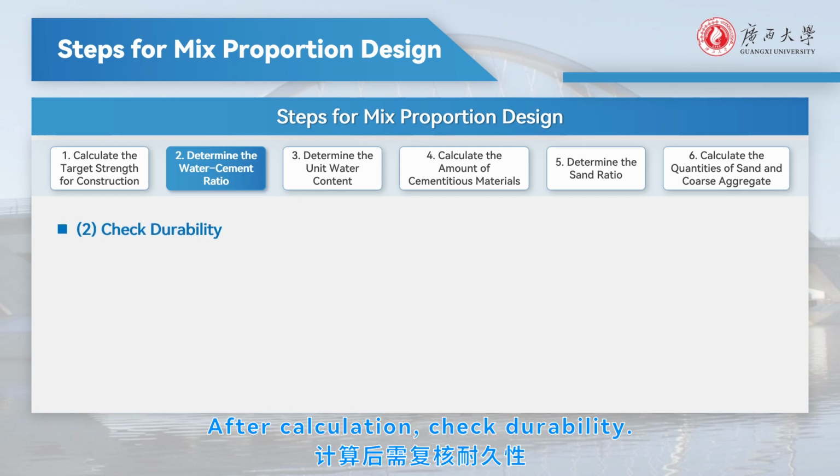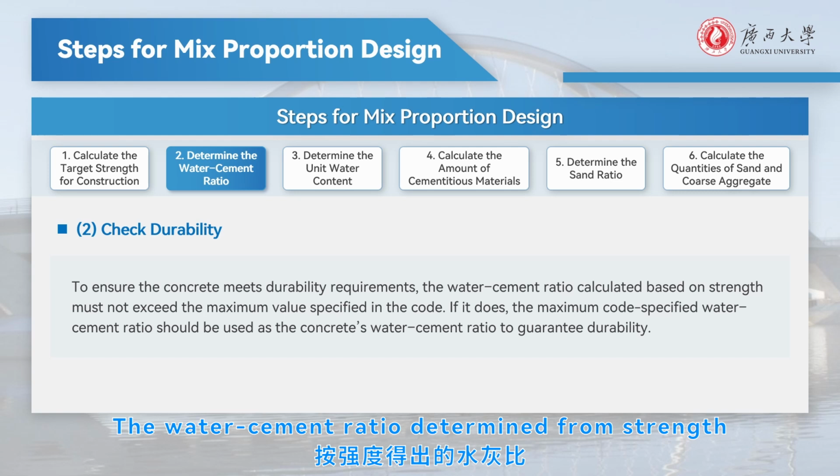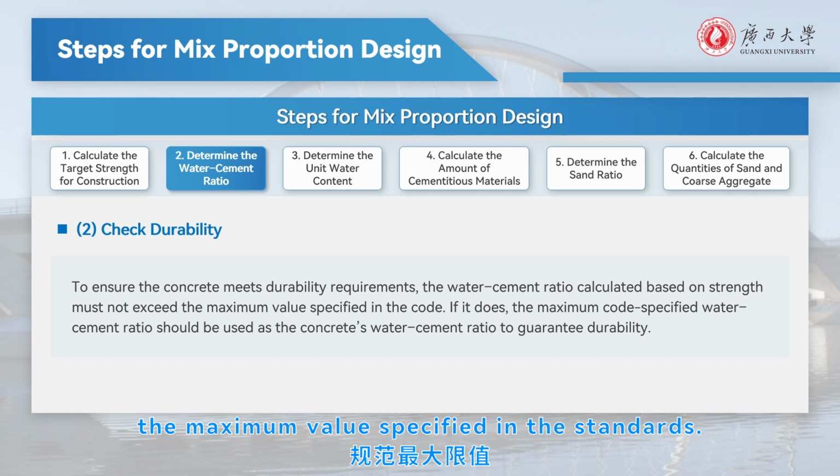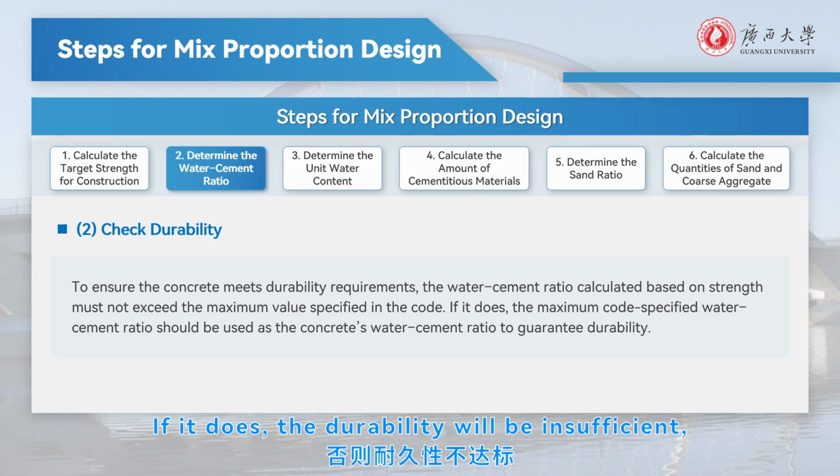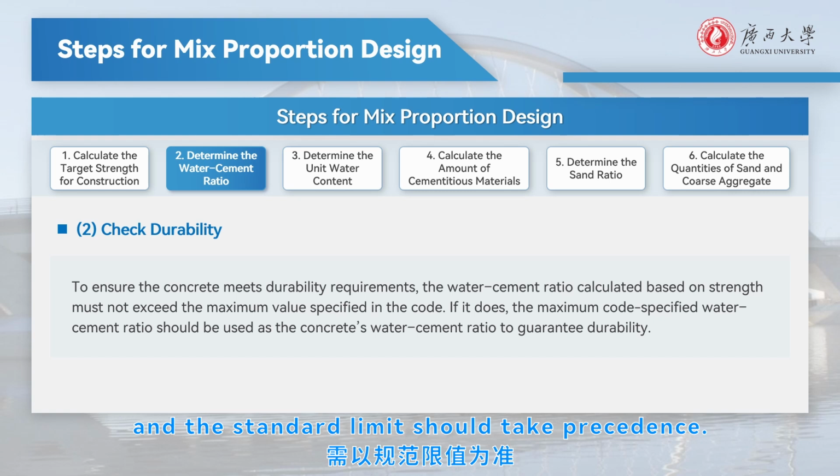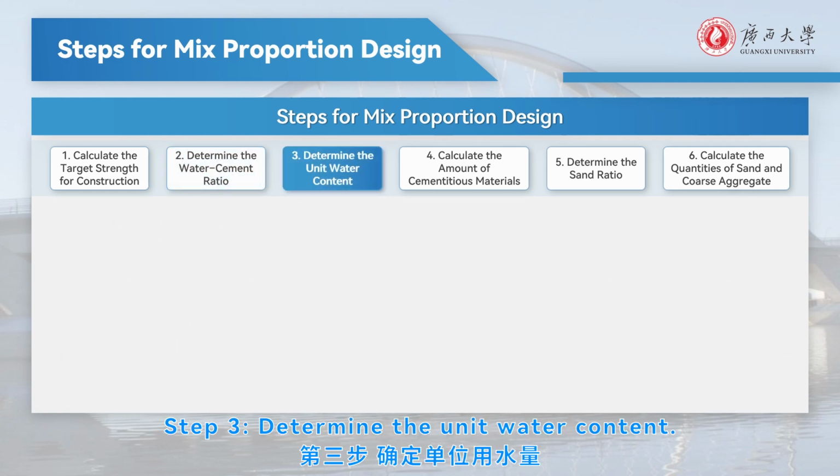Key point: after calculation, check durability. The water-cement ratio determined from strength must not exceed the maximum value specified in the standards. If it does, the durability will be insufficient, and the standard limit should take precedence. Step 3. Determine the unit water content.